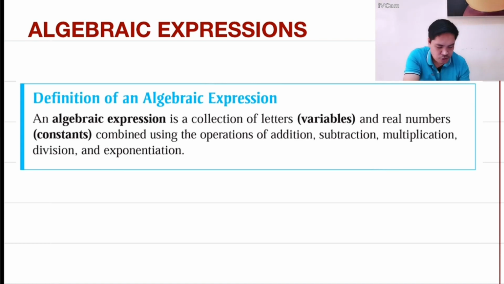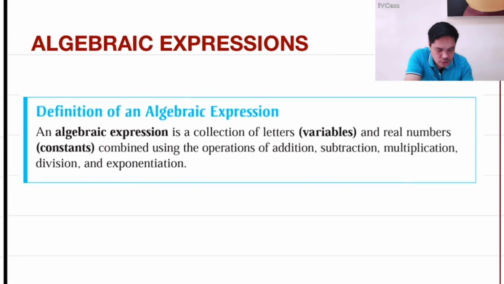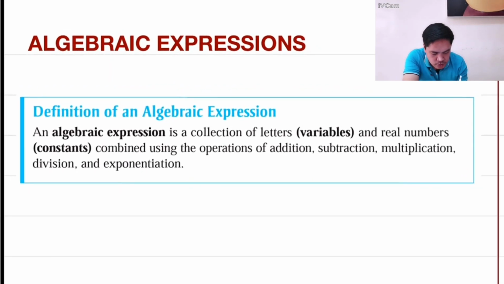The definition of an algebraic expression is that it is a collection of letters, which are called variables, and real numbers, which are constants, combined using the operations of addition, subtraction, multiplication, division, and exponentiation. Okay, let us try to dissect these terms. First, we have algebraic expression. So let's take a look at expression.